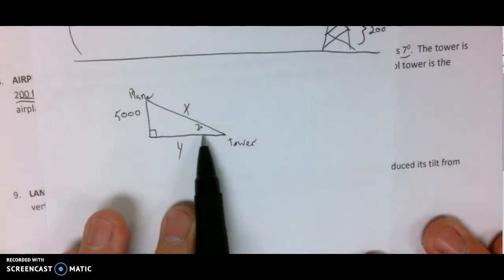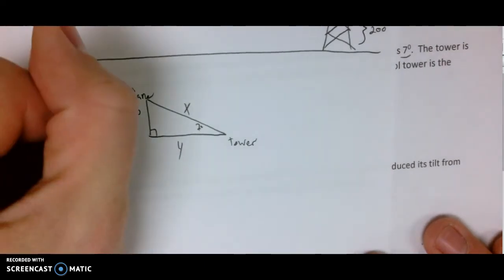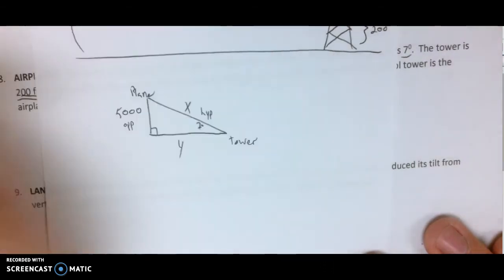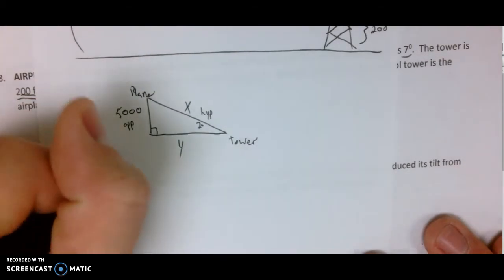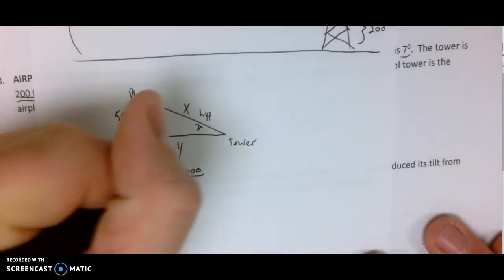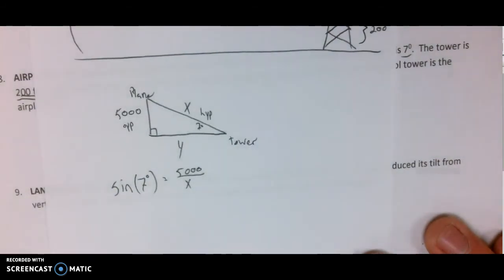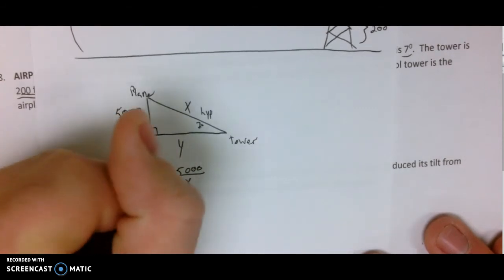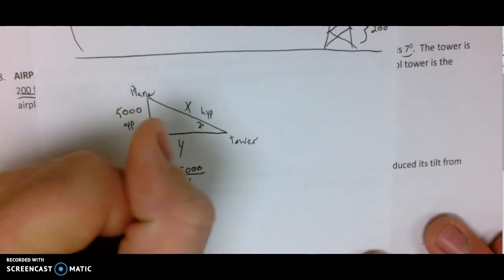So with regard to my angle that was given, I have 5,000. That's the opposite side, and I'm trying to find side x. That's my hypotenuse. So if I think opposite and hypotenuse, I'm using sine. So sine of 7 degrees equals 5,000 over x. Well, I could do some simple rearranging here and call that x equals 5,000 over sine of 7.